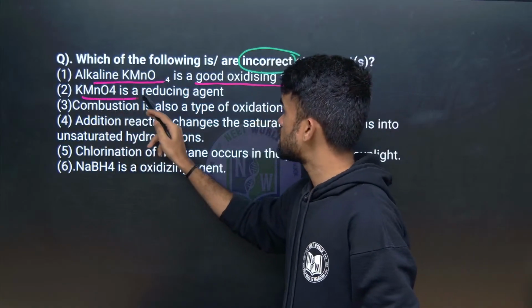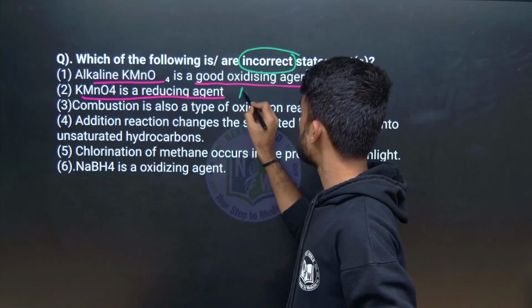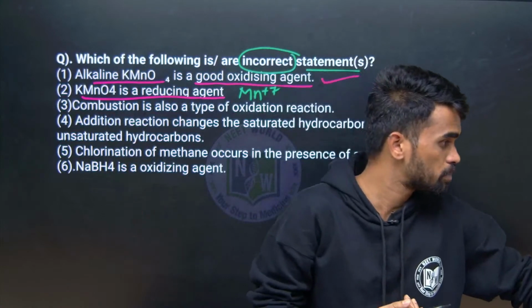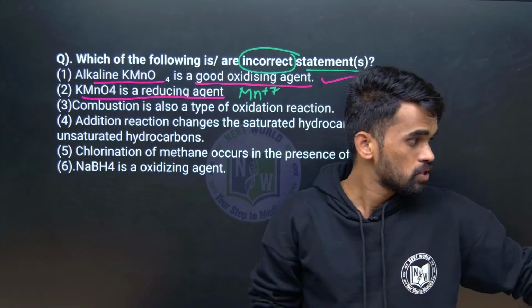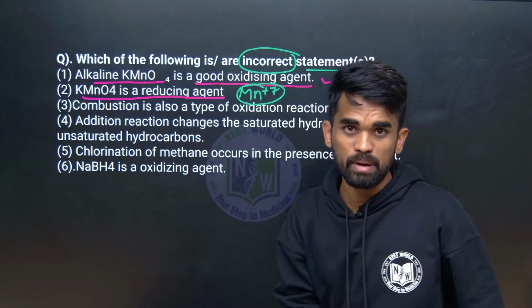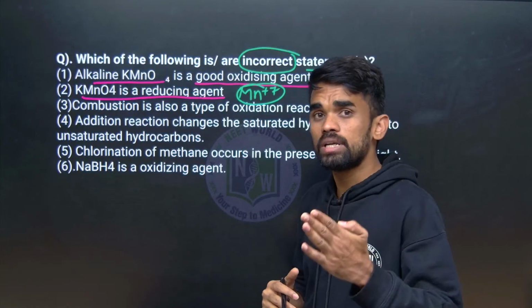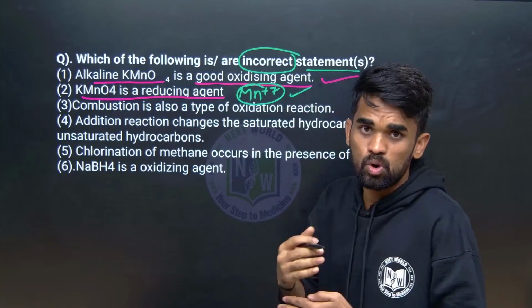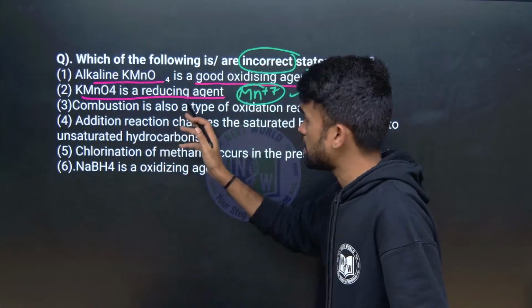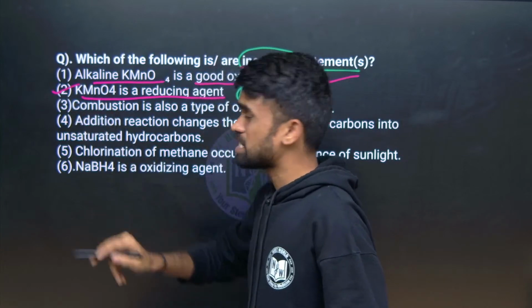See, KMnO4 is a reducing agent. No, KMnO4 is an oxidizing agent. See here, manganese is in the +7 oxidation state. What is the oxidation state of manganese in KMnO4, potassium permanganate? It is +7. So if it is in +7, it means this is the maximum oxidation state of manganese. It cannot undergo oxidation, it can undergo only reduction. When any element is in its maximum oxidation state, it can undergo reduction only but not oxidation. So I can say this is an oxidizing agent but not a reducing agent. They are asking about the incorrect one now. Yes, the second statement is incorrect.